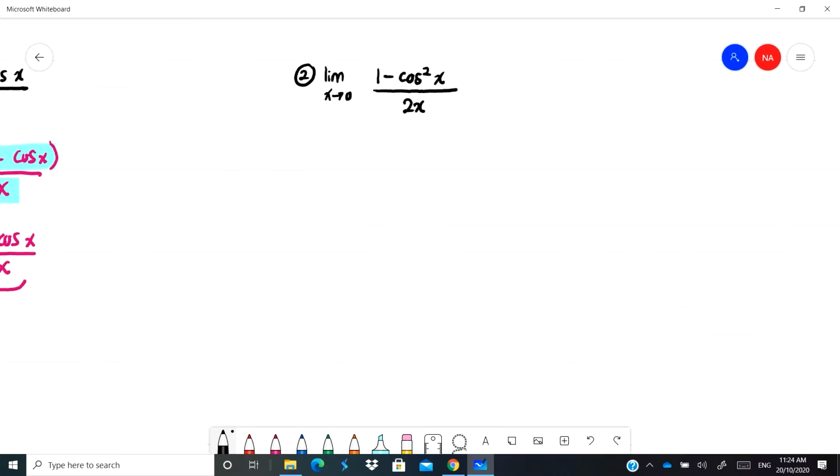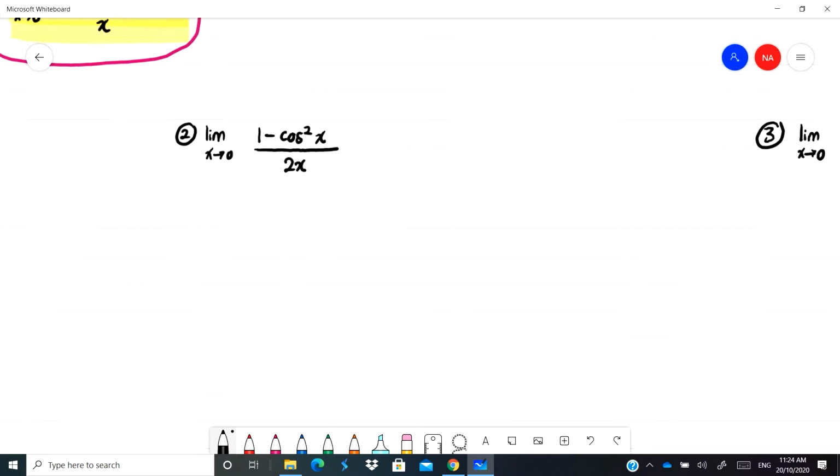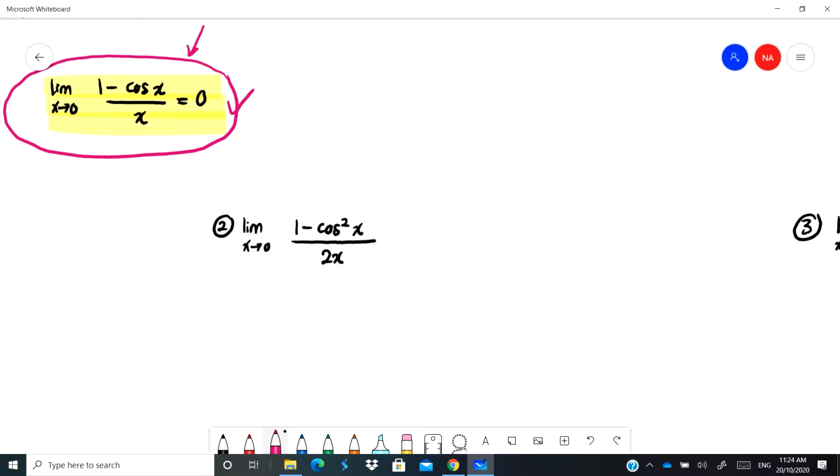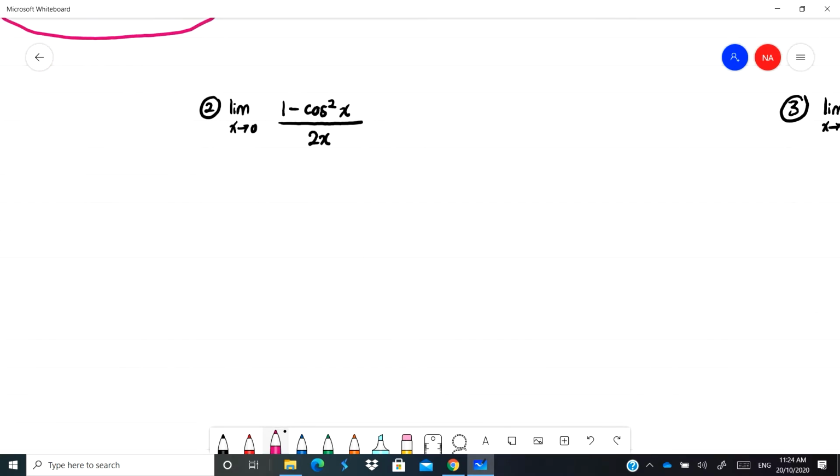So number 2, we have something like this. If we try to substitute the value of x with 0, cos of 0 squared will be 1, so 1 minus 1 will be 0. And then we have 2 multiplied by 0 at the denominator, so it is a 0 over 0 case. But we can solve this using the squeezing theorem, where in this case we have to use this one. To do this, we have to factorize the numerator first.